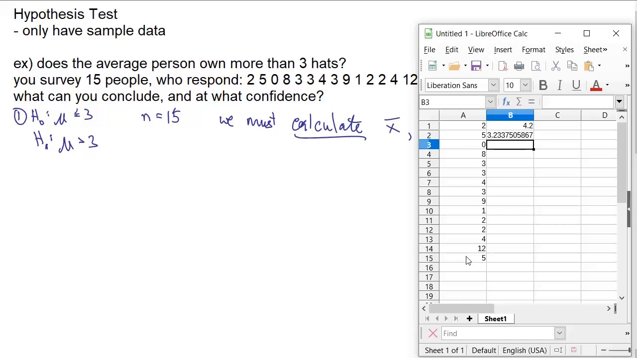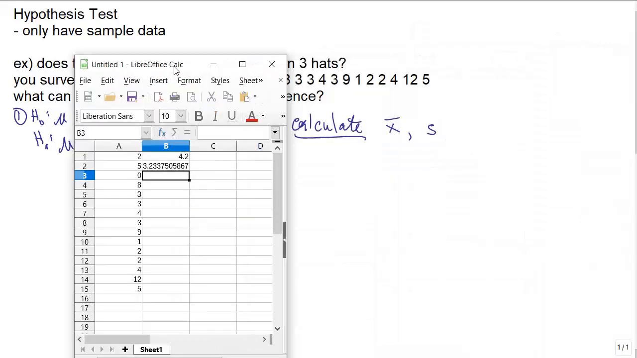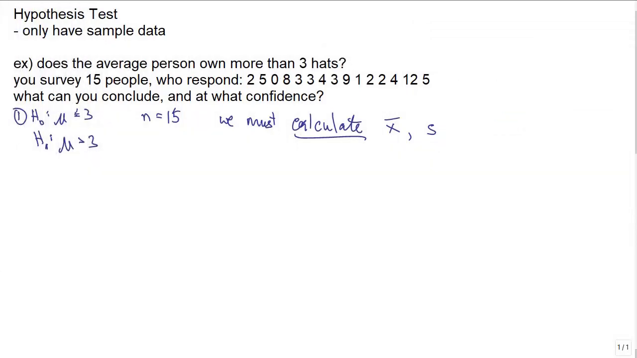Okay. So now we're going to write these things down. For the x bar, it's 4.2, and for s, I always say if you round to 4 places, you're okay. So 3.2338. And I'm going to say in a spreadsheet, you can use Excel if you have it. I just used LibreOffice. Or you can use Google Sheets, which is available for free online.